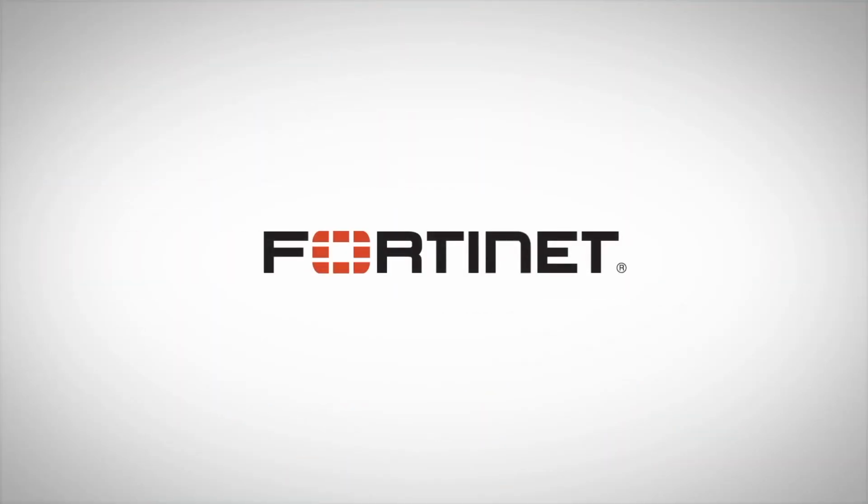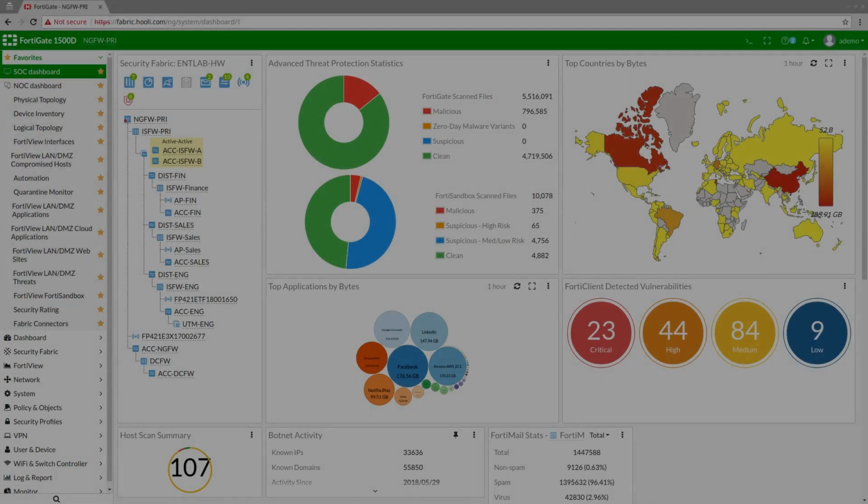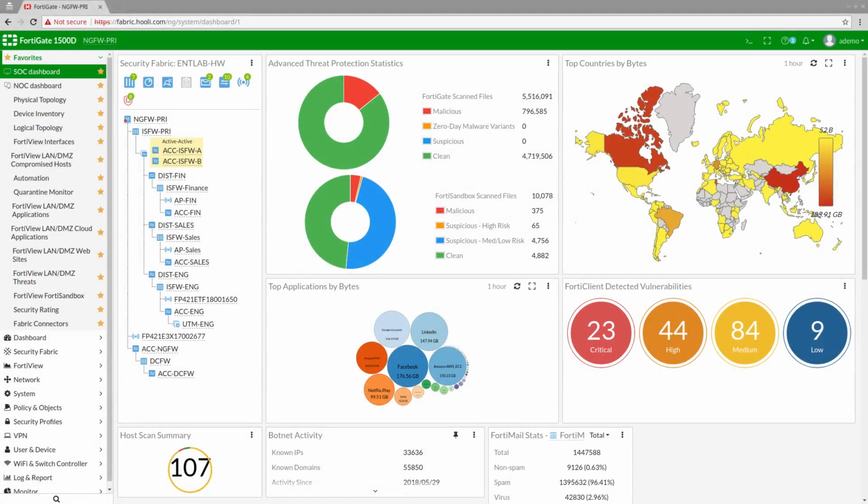Fortinet's FortiOS 6.0 enables comprehensive security with next-generation firewalls. Changes in the threat landscape are redefining next-generation firewall capabilities. As attacks are becoming more and more automated and sophisticated, next-generation firewalls must support high-performance, multi-layered security features that can protect against both known and unknown attacks using dynamic analysis.